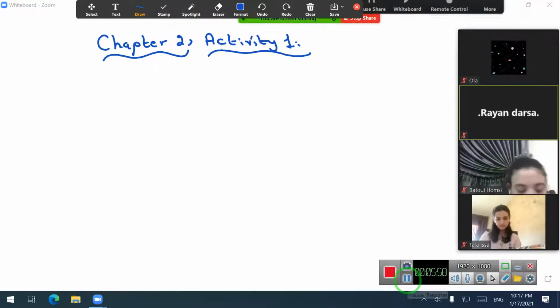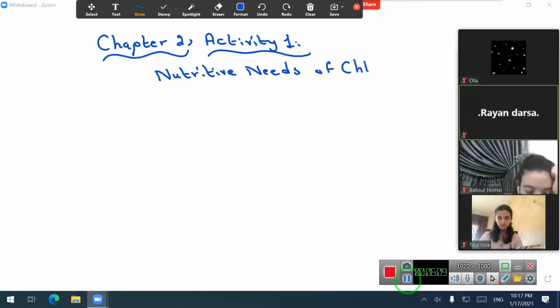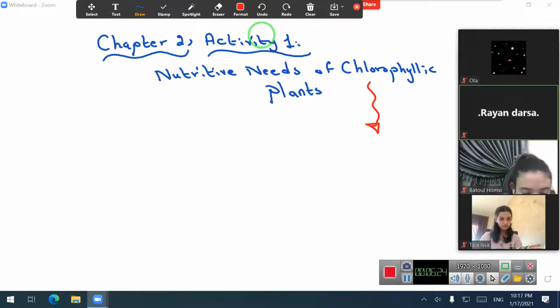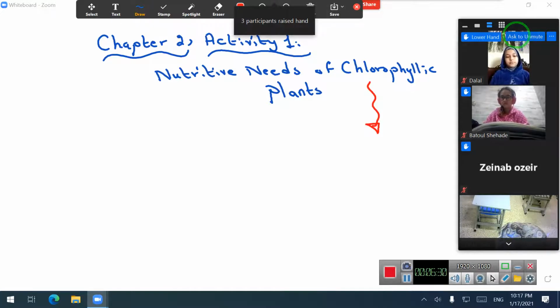Excellent, students. So our first activity in chapter 2 is about the nutritive needs of chlorophyllic plants. Who can tell me what do we mean by chlorophyllic plants? Please, you have to raise your hands. Batul. The green plants that make their own food. Excellent. The green plants that can produce or make their own food.